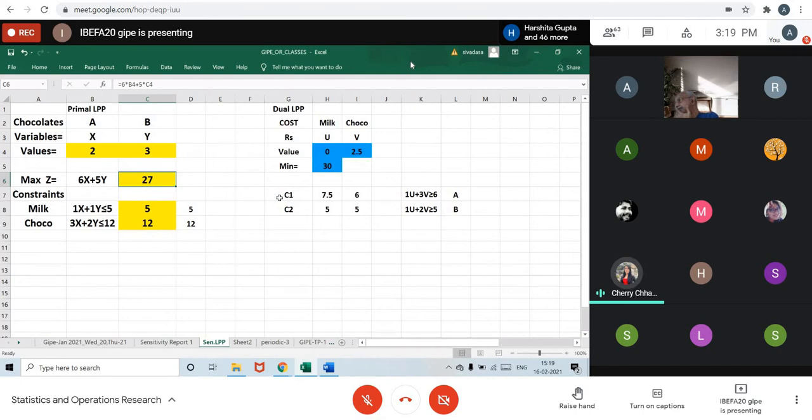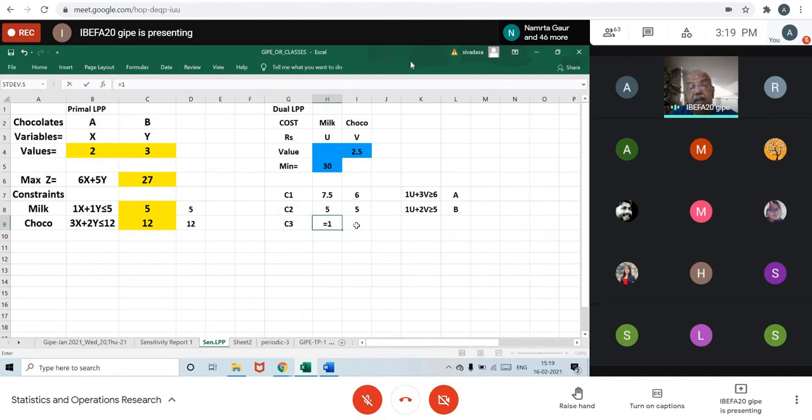But sir, isn't it necessary that U and V both be greater than 0? As there could not be a product made only with choco. Put it and check what will happen. Say for example C3. I'm taking U. So 1 into U plus 0 into, oh sorry. So you forgot to put the equal to sign.